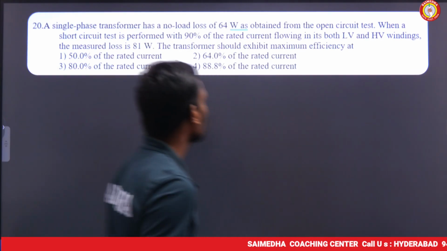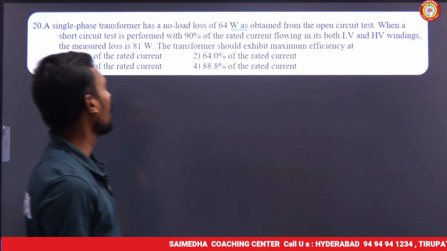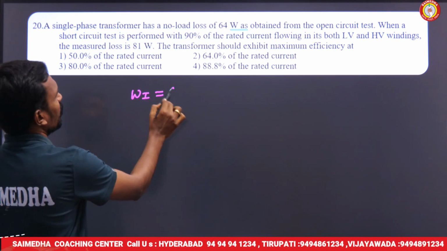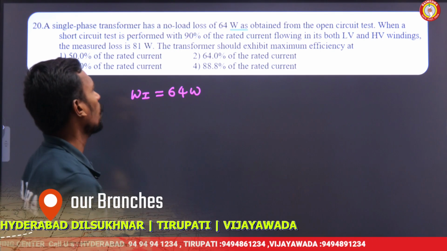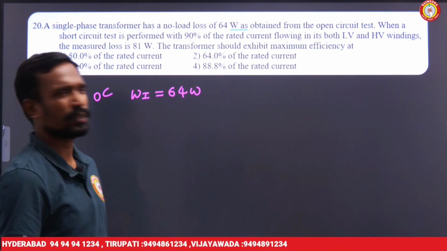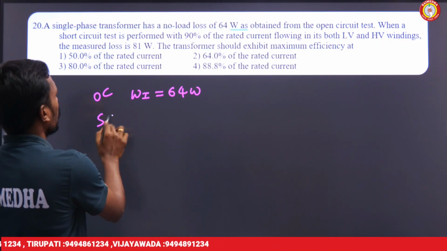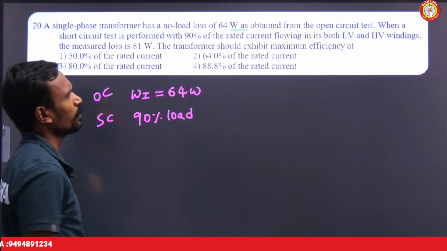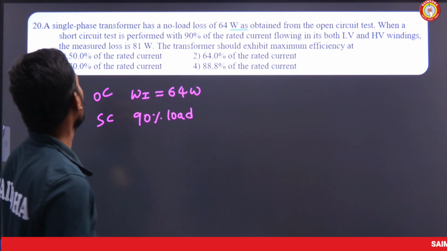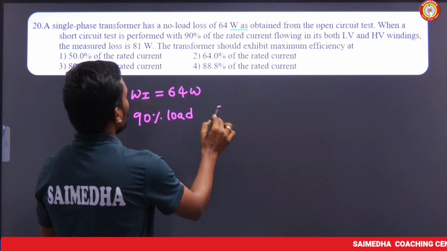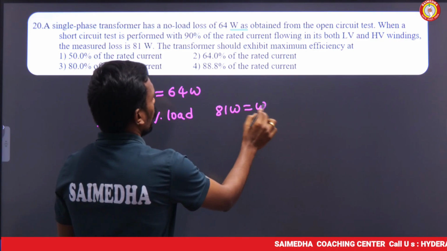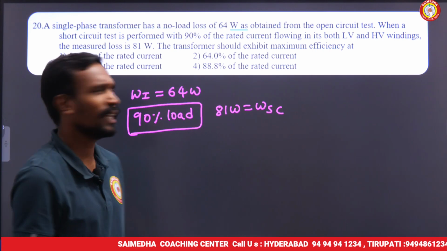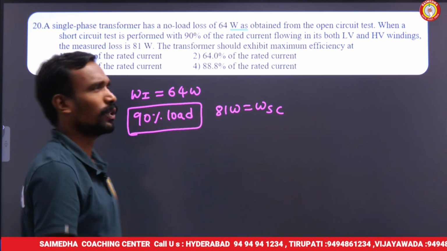Next one. A single phase transformer has no load losses of 64 watts, which is nothing but iron losses, obtained from the open circuit test. When a short circuit test is performed at 90% of rated load, the current flowing in both the HV and LV windings is measured, giving 81 watts of losses. Only 90% of rated current is flowing in primary and secondary, and the losses are 81 watts.